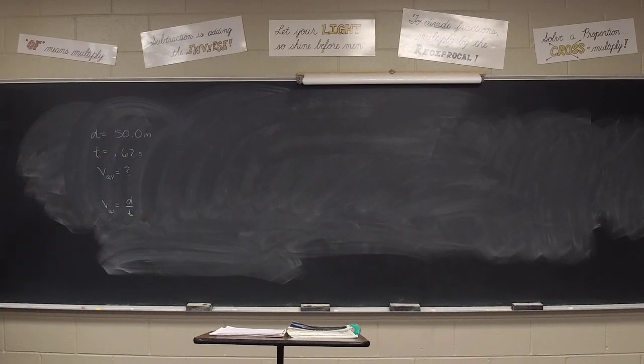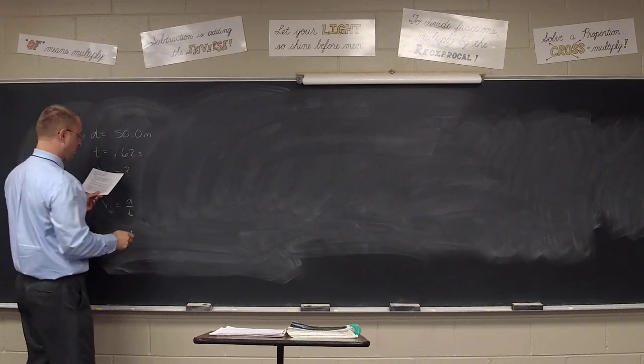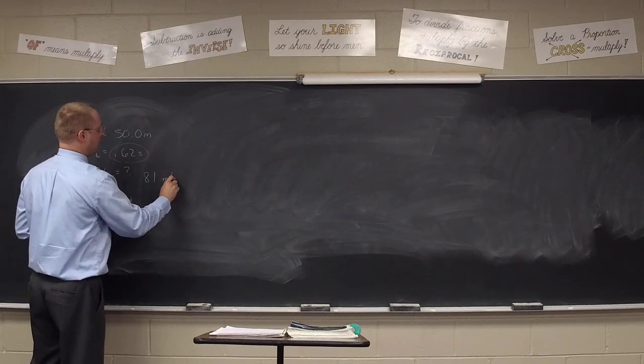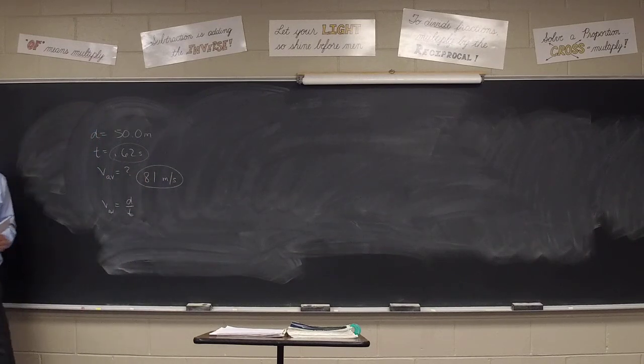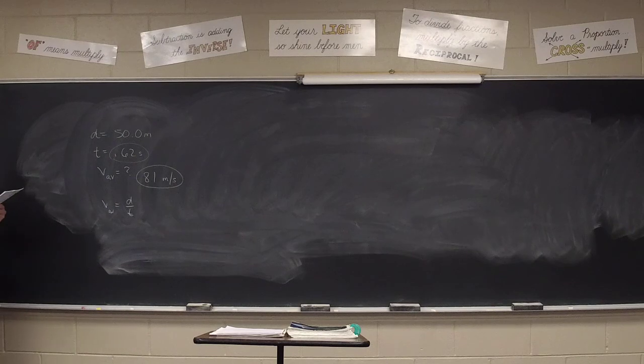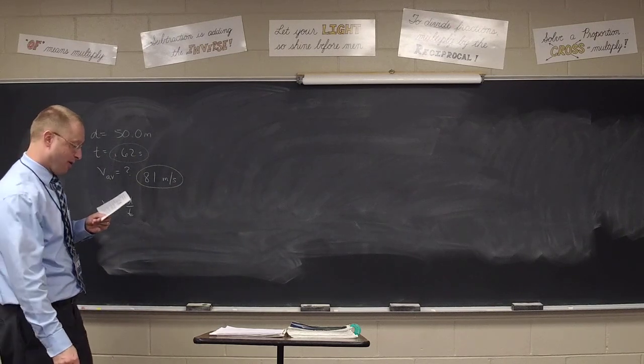And what did you get for your answer, Michael? 81 meters per second. You had 80.6, but rounded to only the 2 sig figs from right here, 81 meters per second. Ladies, did you also have 81? 80.6. Okay, 3 sig figs instead of 2. Okay, careful with sig figs. Questions on number 1?